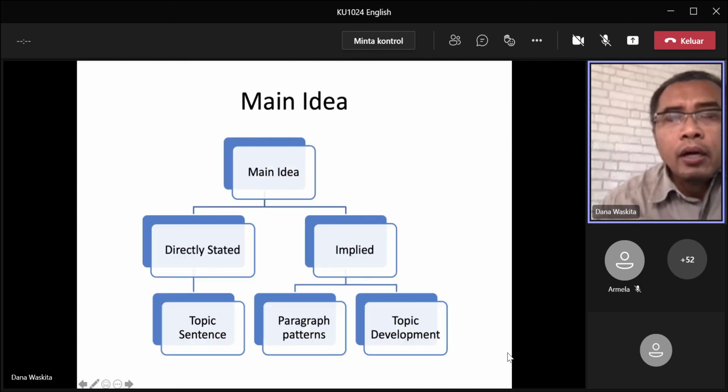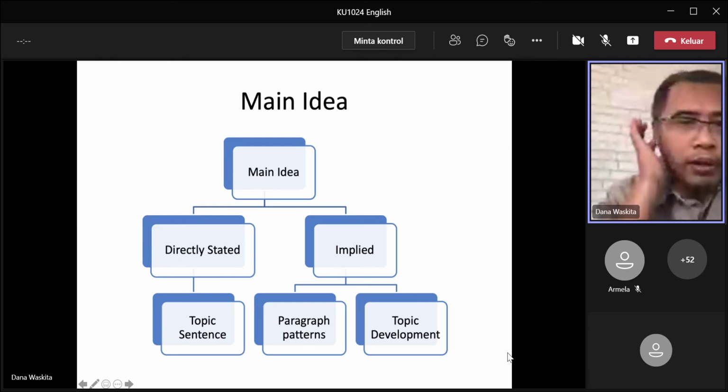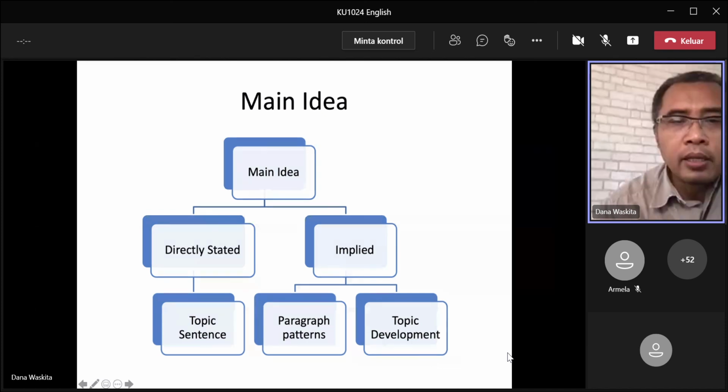We can conclude that the main idea can be directly stated, like in the first one, or it can be implied. The directly stated one is fine, I think it's quite easy. If you find a sentence that can represent the whole idea, we call it the topic sentence. It's also the same as the main idea.